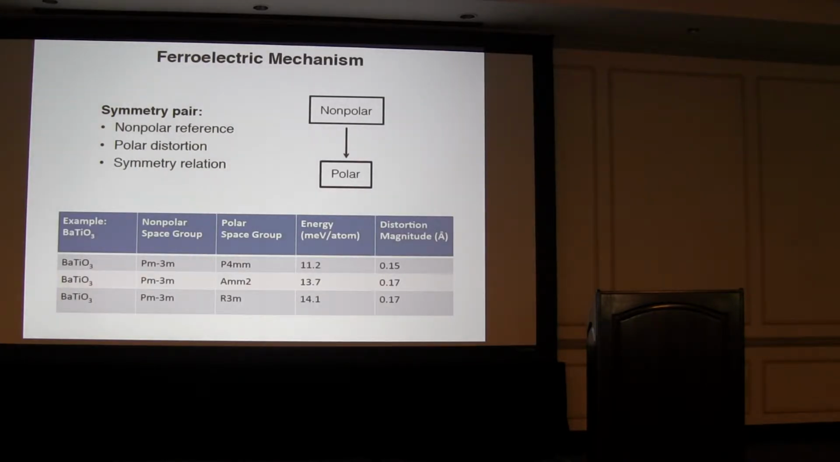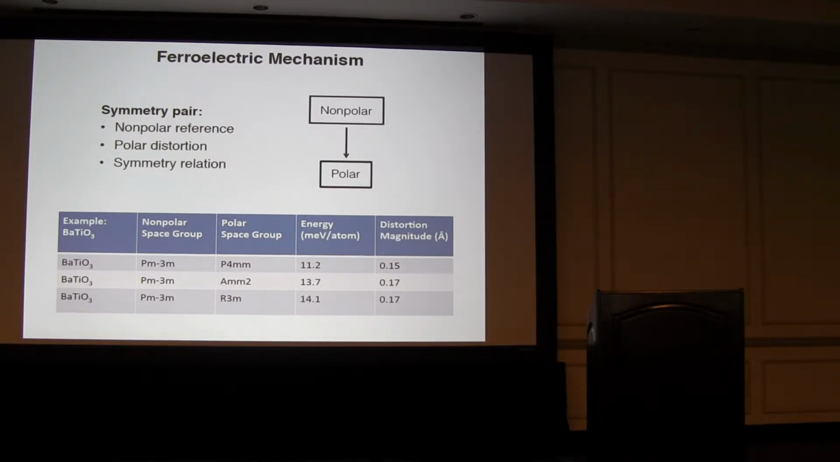Okay, so in order to find new ferroelectric mechanisms, I would like to introduce this concept of a symmetry pair, which is going to be very useful for my talk. In this talk, a symmetry pair is a non-polar structure and a polar distortion of it, and these two structures are related by symmetry. I would like to emphasize that at this point, these structures could in principle be metallic. So we focus on the distortion between these two structures.